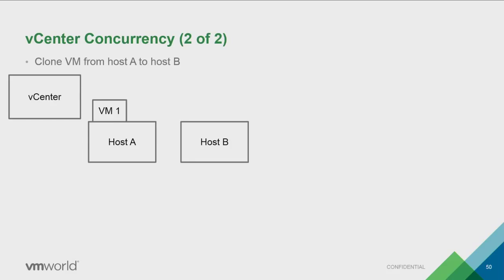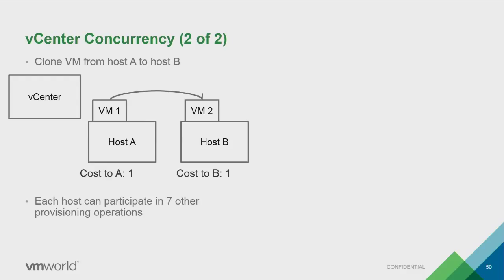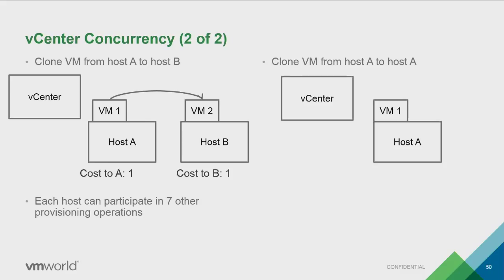If I'm going to do a clone of a VM from host A to host B, what happens is that host A is charged 1 unit. Host B is charged 1 unit. Remember, each host can be involved in up to 8 operations. So each of these hosts can be involved in 7 other operations. Let's contrast that if we clone a VM from a host to itself.